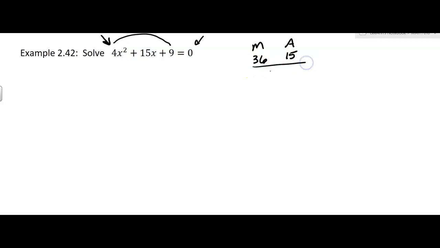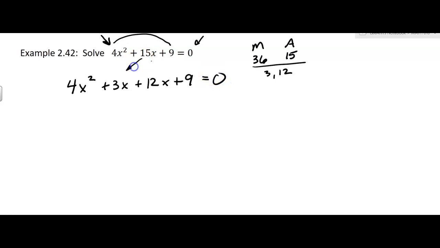Okay, so those two numbers happen to be 3 and 12. 3 times 12 is 36. 3 plus 12 is 15. It might take you a while to get those, but you would get them. Okay, so 4x squared plus 3x plus 12x plus 9 equals 0.